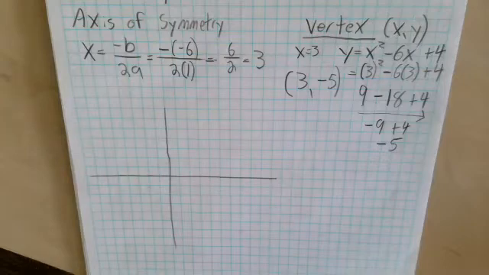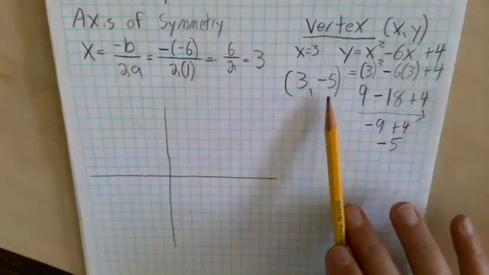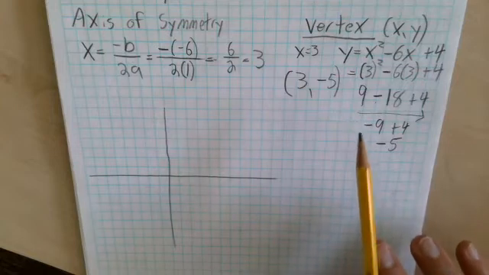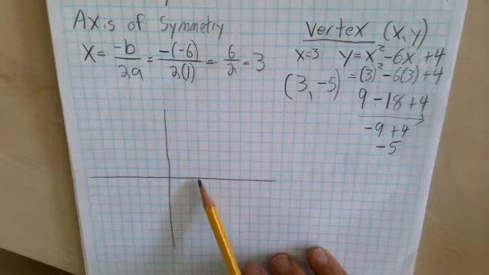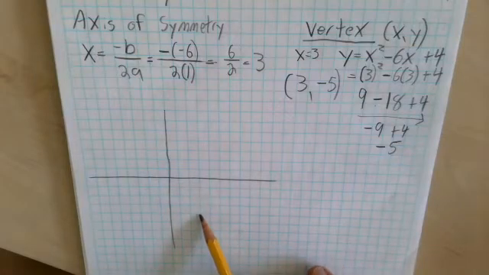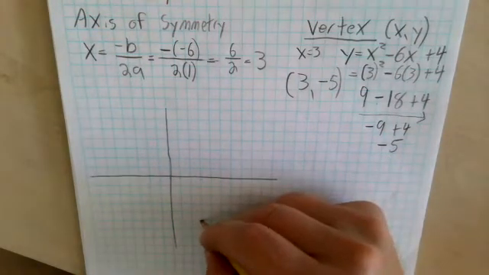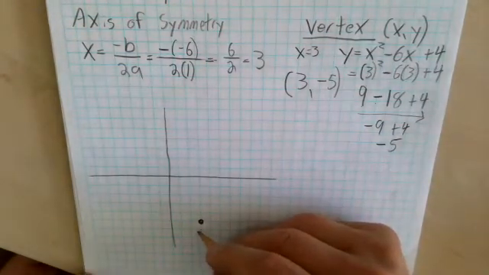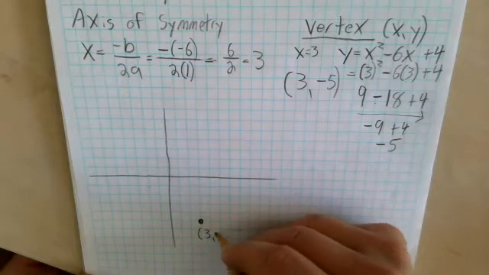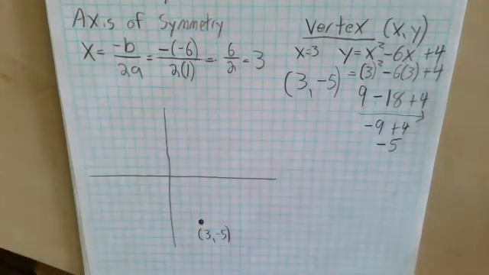So we're going to eventually be plotting points, and then we're going to connect them with our parabola. The key point is going to be the vertex. So we know the vertex is 3, -5. Let's plot that on our coordinate plane. So I'm going over 1, 2, 3, and down 1, 2, 3, 4, 5. And I'm going to label these points as I go.